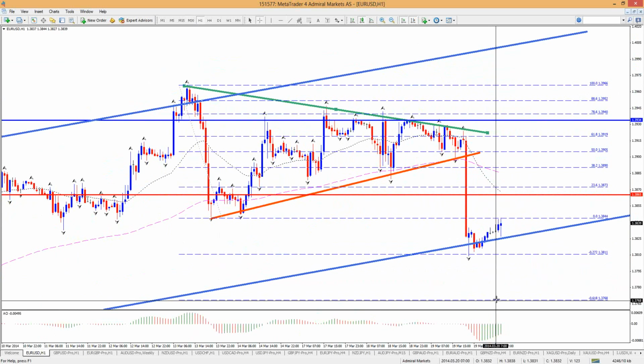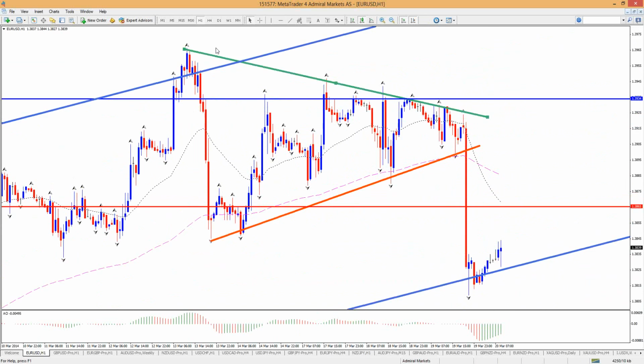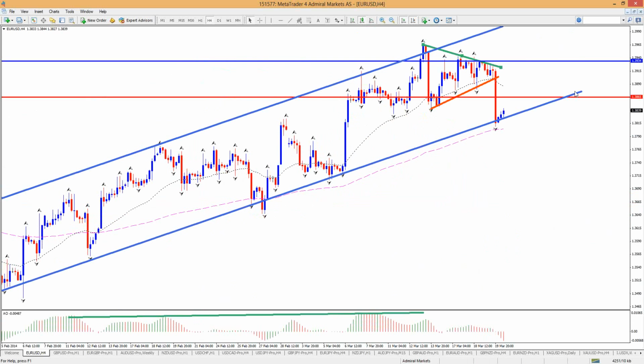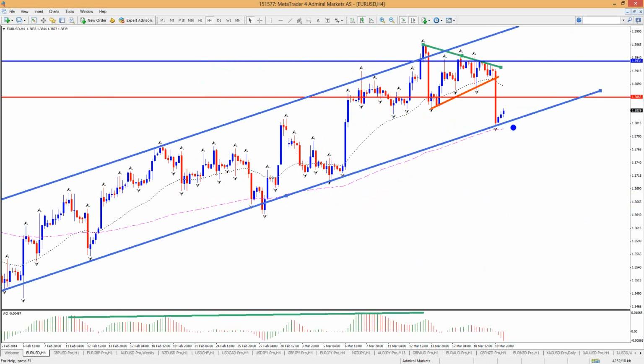Minus 618 could be the next target. That's at 137.68. However, price is still within this uptrend channel. So if it breaks this uptrend channel, we can see indeed a further fall on this euro dollar. Just like we saw yesterday, break of the triangle, we saw the fall.